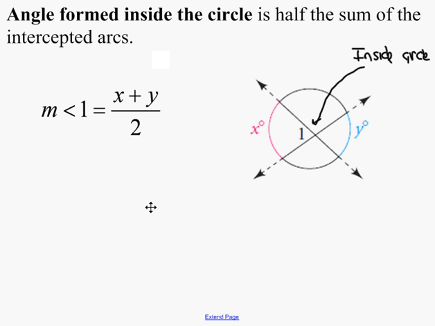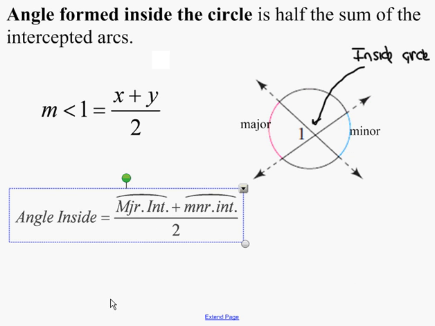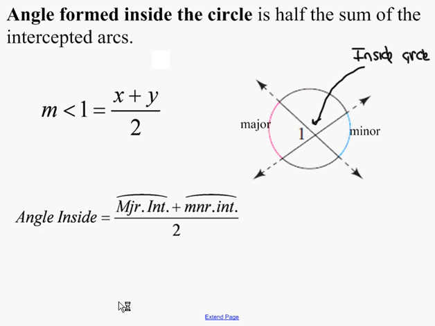Another way we could write it is we can call these things, sometimes they'll call them the major intercepted arc, and they'll call this the minor intercepted arc, and the formula is written: the angle inside is equal to the major intercepted arc plus the minor intercepted arc divided by 2. It's just another way to look at the formula. But essentially they're saying the same thing. They're saying, look, when the angle's inside the circle, it's equal to half the sum of the intercepted arcs.